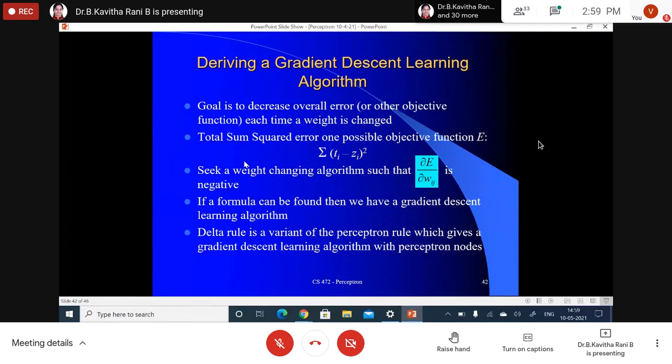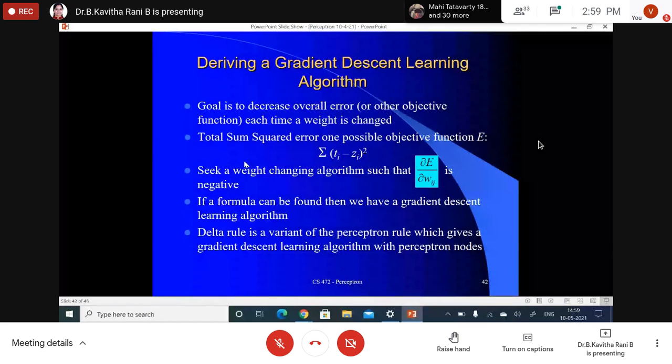So here the total sum squared error is one possible objective function, that is E. E is nothing but your error rate. That is the summation of (Ti minus Zi) whole square, where Ti is your target value and Zi is your observed value. When you get a negative value, because of the square you will get a positive value. So here we will be taking the derivative of that.